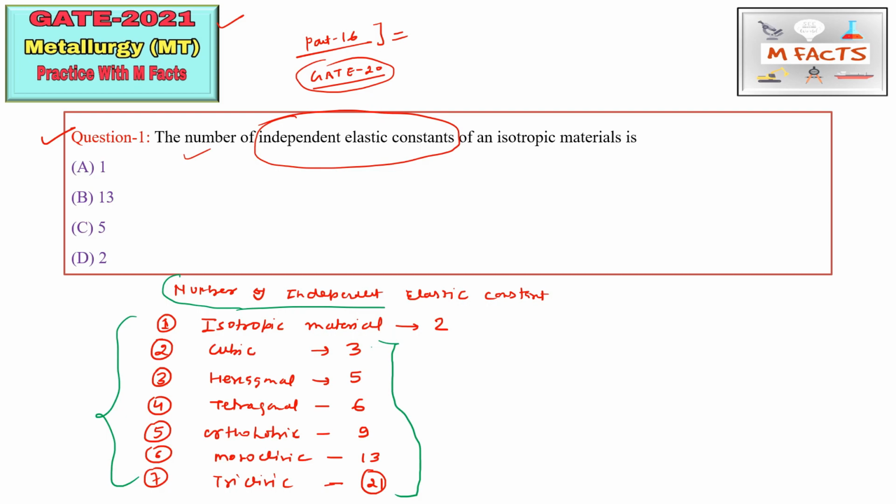Here they are asking the number of independent elastic constants for an isotropic material. The answer will be option D, because I already told you that for isotropic material it is 2. So D is correct.